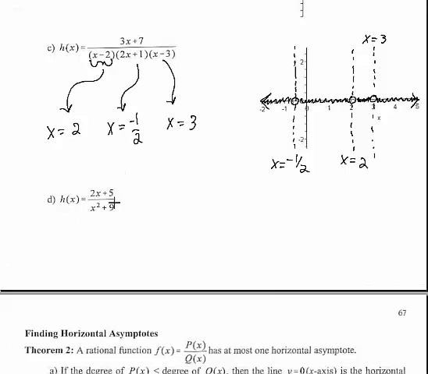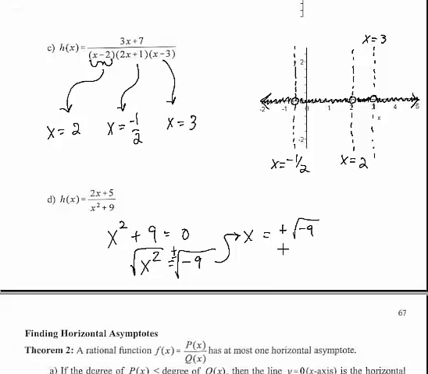D, good example here. Denominator is x squared plus 9 equals 0. We can solve this for x, and we would get x squared equals negative 9. The square root property says that we take the square root of each side, and on the right we put plus or minus in front of it. This results in x equals plus square root of negative 9 or negative square root of negative 9, either one, plus or minus.